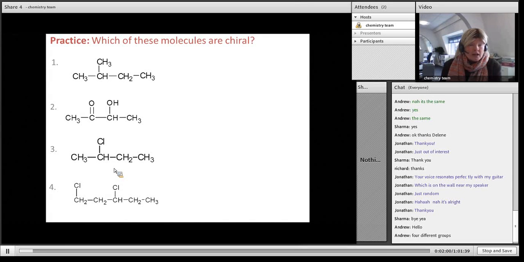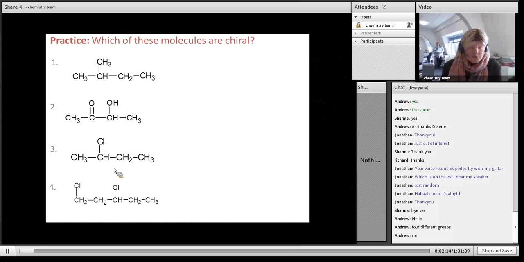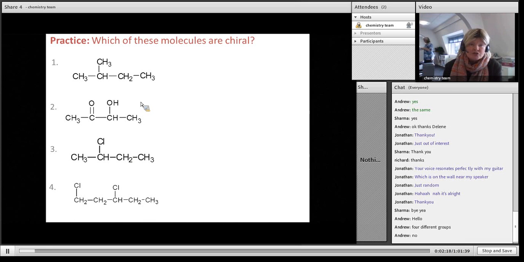So let's have a look to make sure you've understood what a chiral carbon is, or a chiral molecule. Number 1, is that chiral? Can you make enantiomers out of that? So you can either say a yes or a no. No, correct. And the reason why not is because it's got 2 methyl groups, so I don't have 4 different groups. I've got a hydrogen, an ethyl, and 2 methyls.